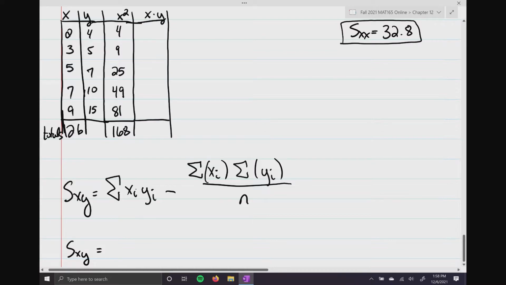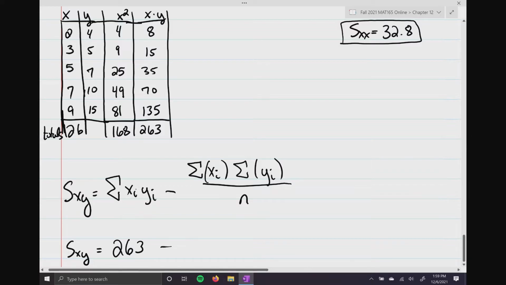So what I need to do is take 2 times 4, which is 8, 3 times 5, which is 15, 5 times 7 is 35, 7 times 10 is 70, and 9 times 15 is 135. And then I'm just going to add all of them up. So I get 8 plus 15 plus 35 plus 70 plus 135 to give me 263. So that number goes right here.